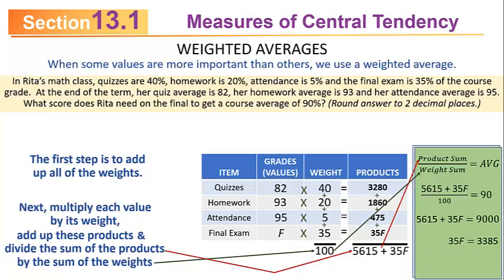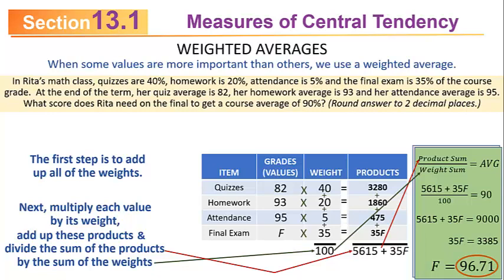Then subtract 5615 from both sides and divide by 35, and you'll find out, rounded to 2 decimal places, that Rita would need to make a 96.71 on her final to get a 90 average in the course.